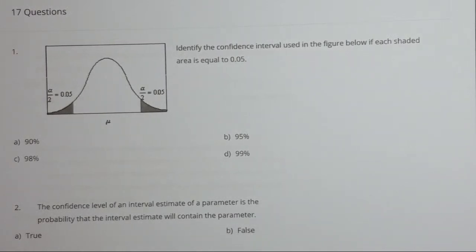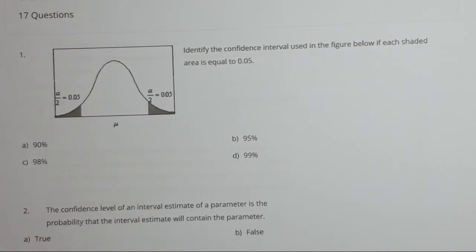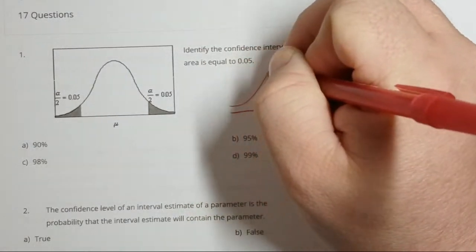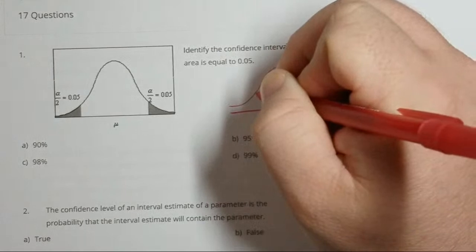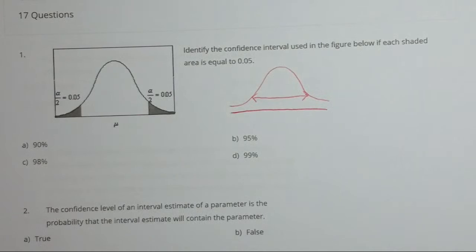But what I wanted to do first and foremost was go through these problems. I wanted to make sure I answered questions if you guys had them and was able to explain whatever we needed to explain. So, number one. Number one is asking you to identify the confidence interval used in the figure below if the shaded area is equal to 0.05. Now, when I originally went over confidence intervals, I talked about the general idea that a confidence interval is attempting to capture the true mean.